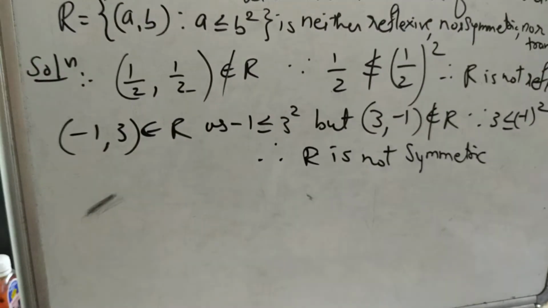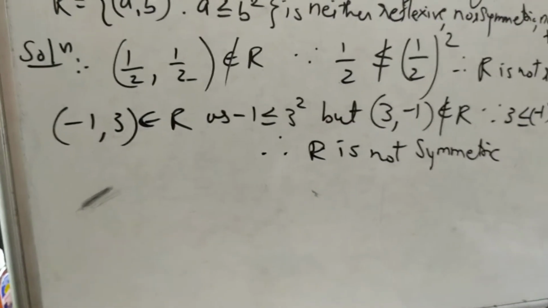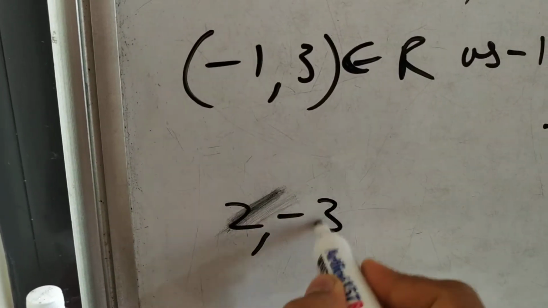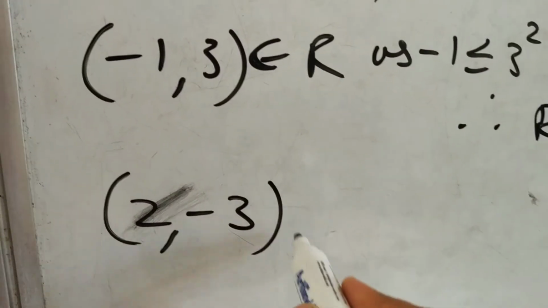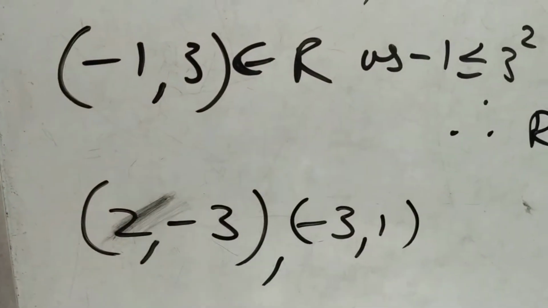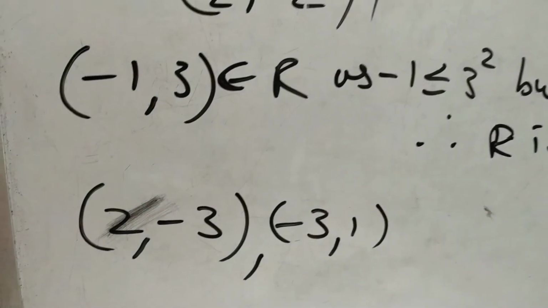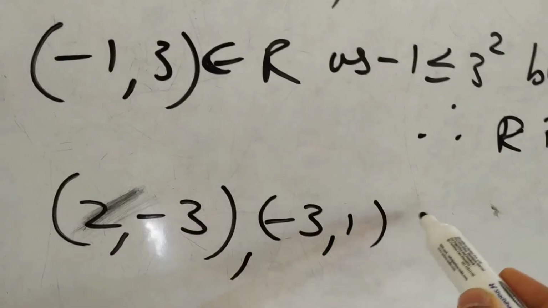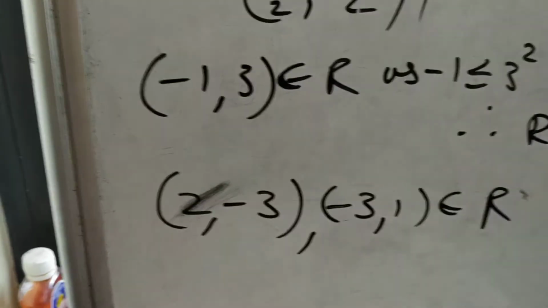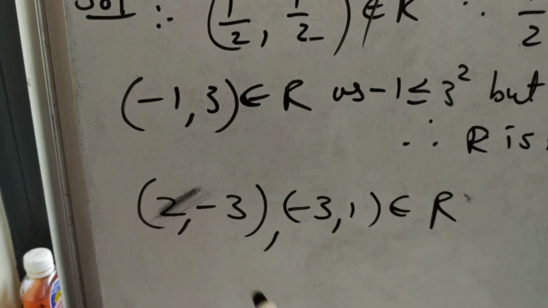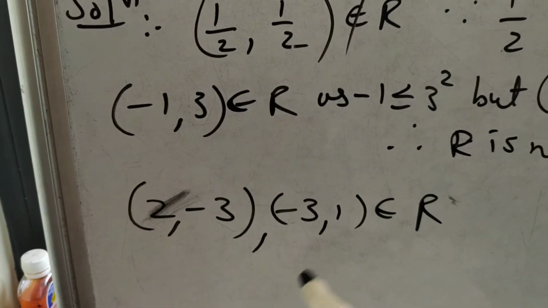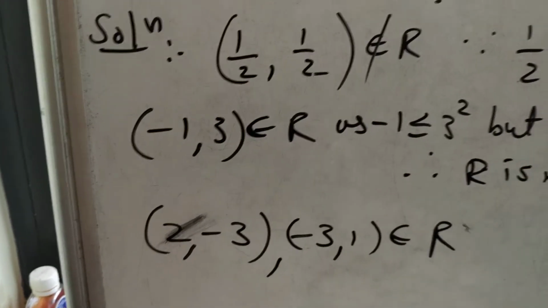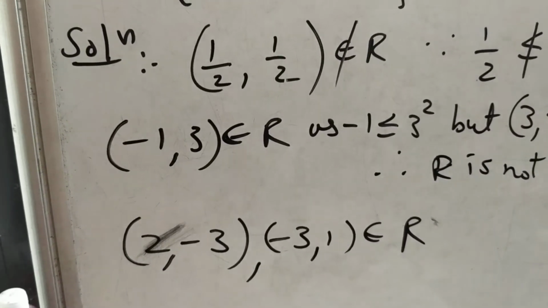Now to show that R is not transitive, let us consider another example. Consider the ordered pairs (2, -3) and (-3, 1). (2, -3) and (-3, 1) belong to R, because 2 is less than or equal to (-3)², that is 9, so 2 is less than or equal to 9, and -3 is less than or equal to 1², that is, -3 is less than or equal to 1. So both the ordered pairs satisfy the condition, therefore these ordered pairs belong to R.